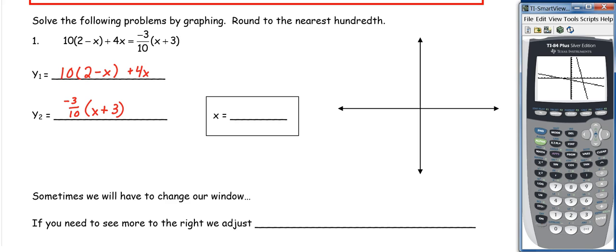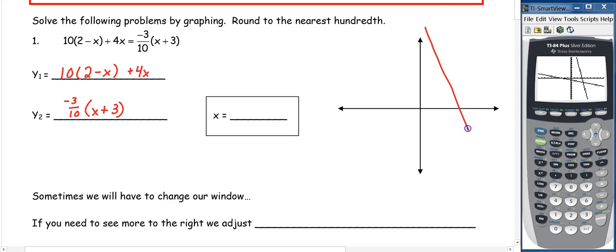Okay, before we start doing our solving, we need to draw ourselves a picture. So to draw a picture is just a rough sketch. So here's one line. Make sure you're always putting arrows to show that your line goes on forever in both directions. And then I have my other line. And I have my intersection point.